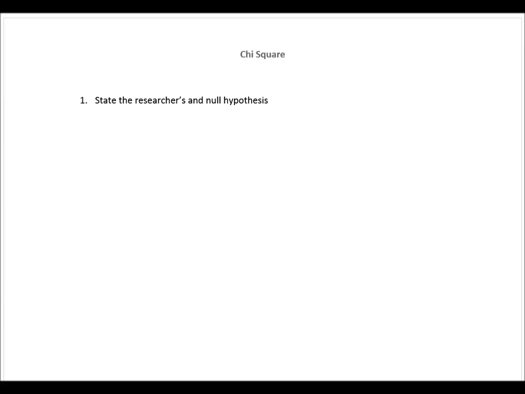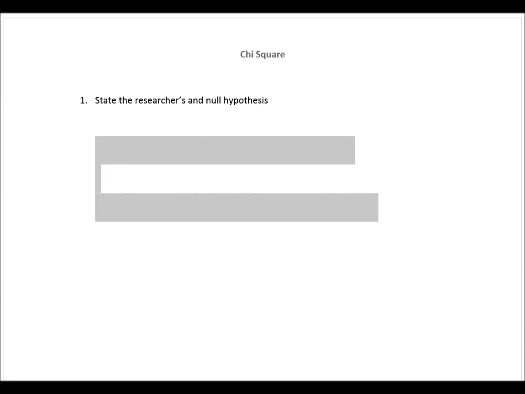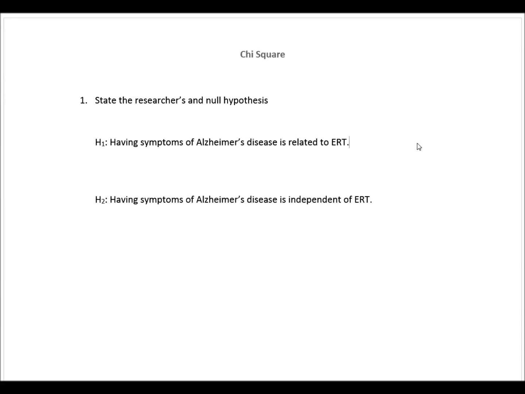So the first step is to state the researcher's and null hypothesis. We may state our researcher's hypothesis as: having symptoms of Alzheimer's disease is related to estrogen replacement therapy. So we're going to hypothesize that there is a relationship between these two variables, that they are not independent of one another. Of course, the null hypothesis states that having symptoms of Alzheimer's disease is independent of ERT.